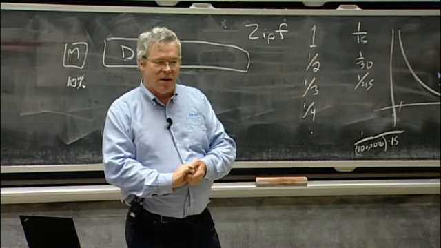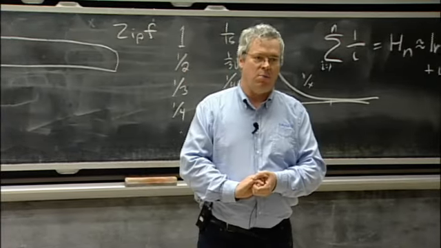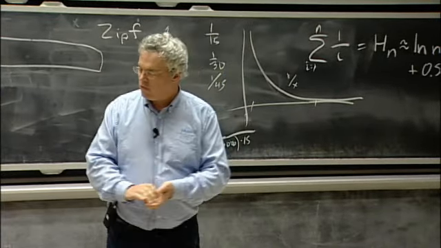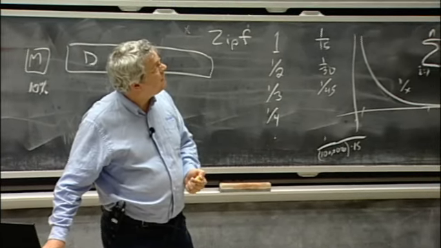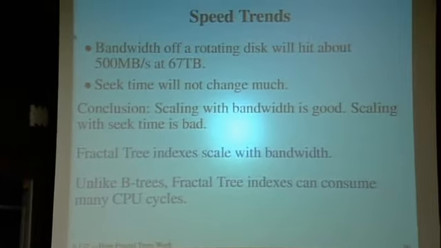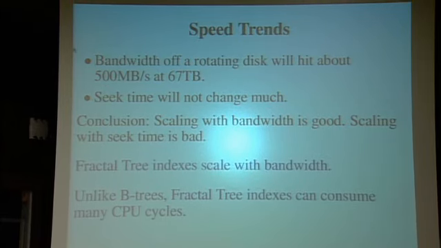So the conclusion is you're not going to be able to, at least for those applications, just have an index in main memory. You're going to have a data structure that works well on disk. The speed trends, well, seek time's not going to change. It hasn't changed. It's not going to change. The bandwidth of a disk drive grows with the square root of its capacity.